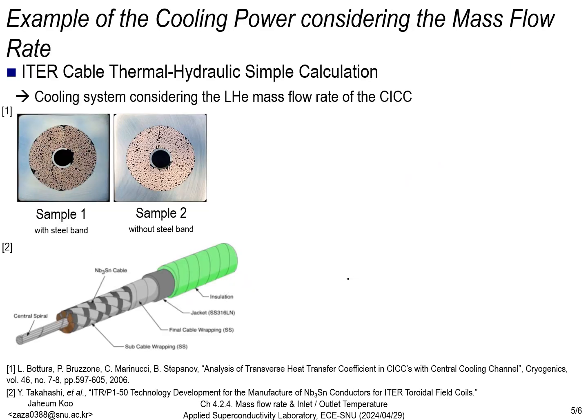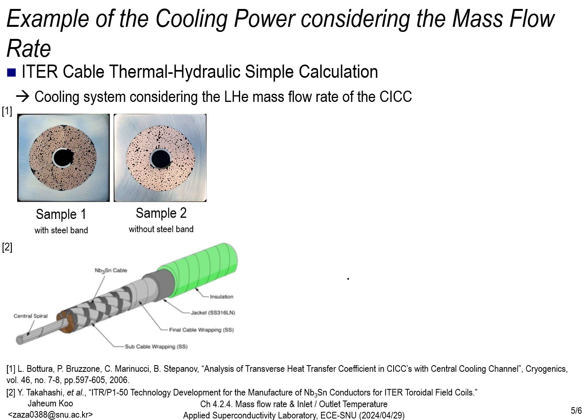On this page, we will explore the thermal management of superconducting cables using a simple example. The top image displays two samples of superconducting cables. Notably, each cable features a relatively large hole in the center. As shown in the lower image of the cable, this central void serves as a passage for coolant, specifically liquid helium, to flow through and cool the superconducting strands.